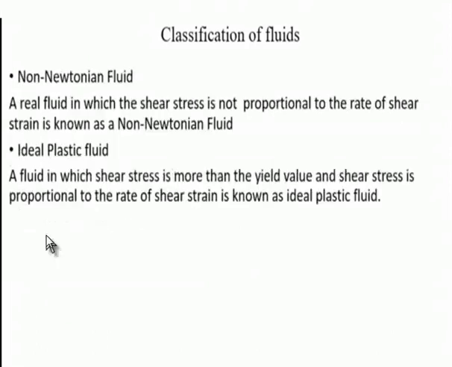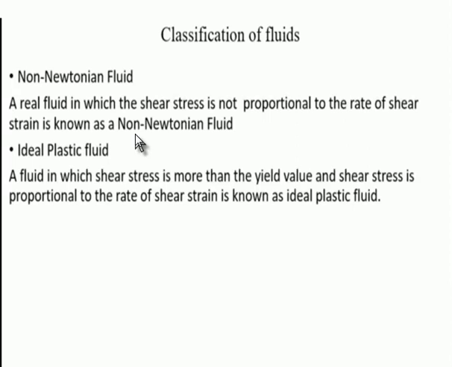Okay. Next type is non-Newtonian fluid. A non-Newtonian fluid is also a real fluid in which shear stress is not proportional to the rate of shear strain. If these two are proportional to each other, then it is a Newtonian fluid. If shear stress is not proportional to the rate of shear strain, then it is called a non-Newtonian fluid.